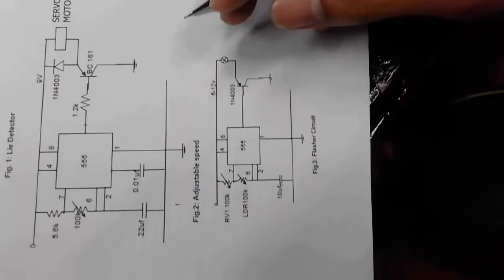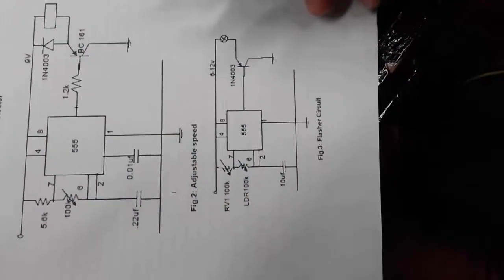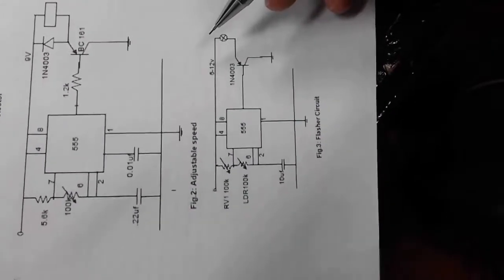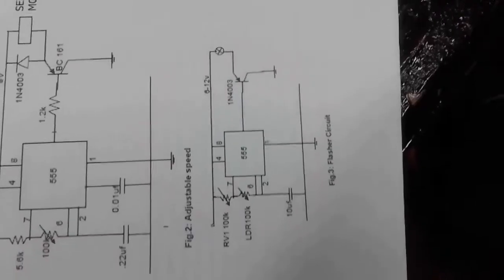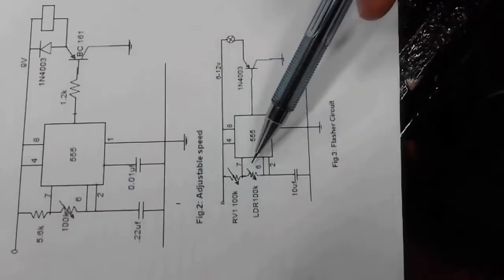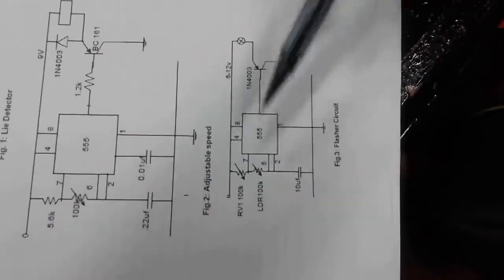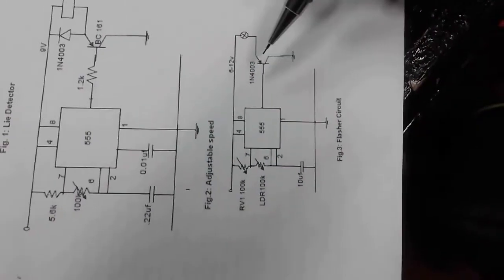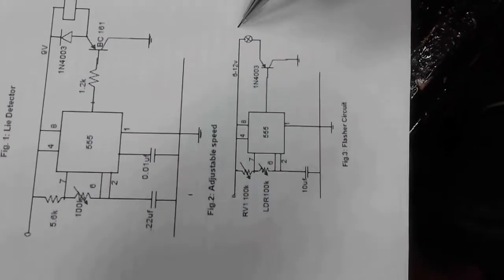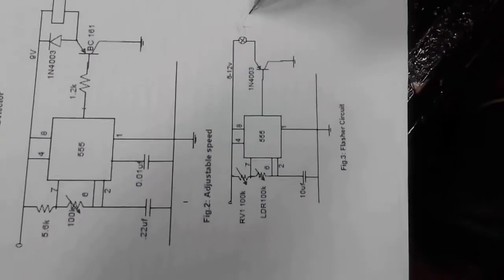We have the third experiment, which is a flasher circuit. The operation of this circuit is actually a dark detector. The LDR detects darkness, it triggers the circuit, and it lets the LED glow. So we have an output here which is actually an LED.